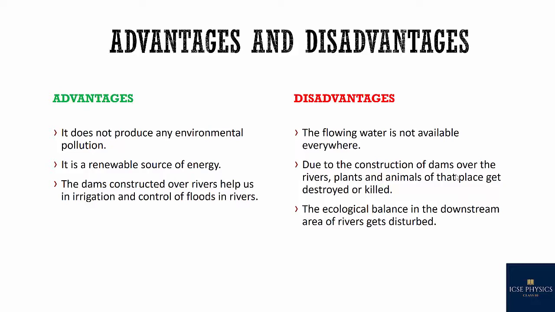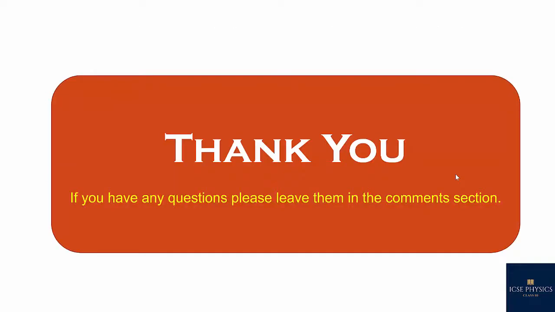Then disadvantages: the flowing water is not available everywhere. Due to the construction of dams over the rivers, plants and animals of that place get destroyed and killed. The ecological balance in the downstream area of the rivers gets disturbed. So this is how from hydro energy we get electricity.